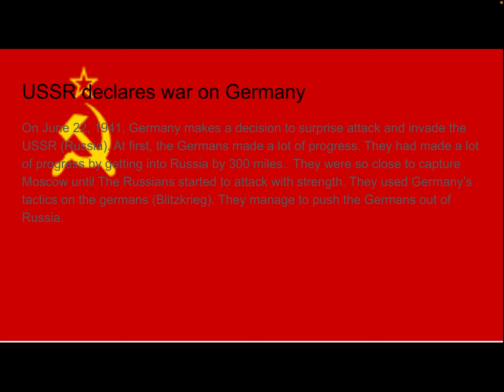This was a very big turning point, as many people say that when the USSR fought back, this was a turning point, and Germany was starting to lose the war.